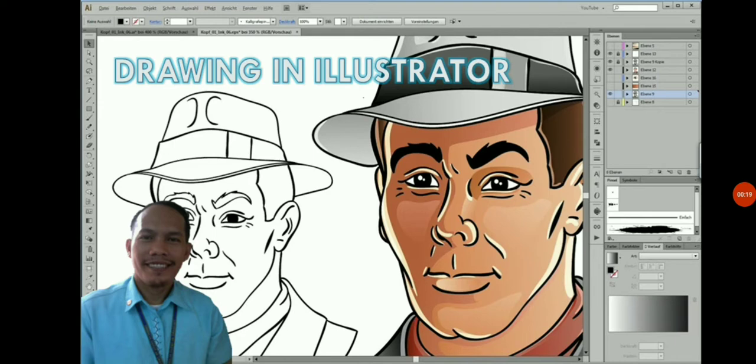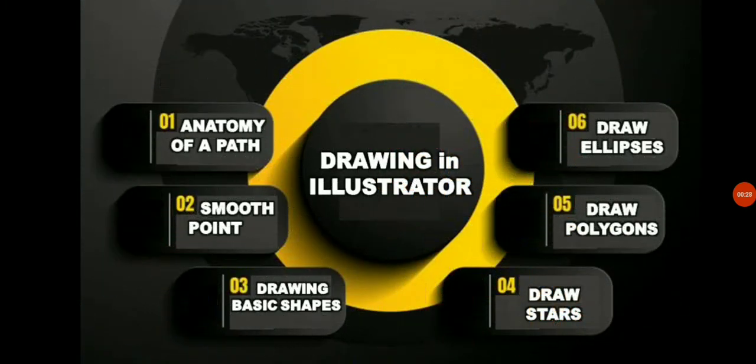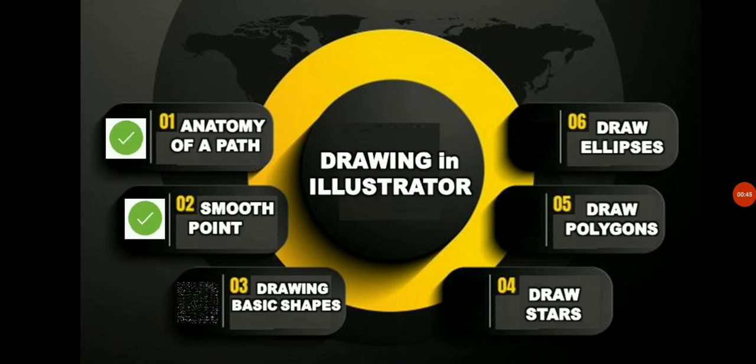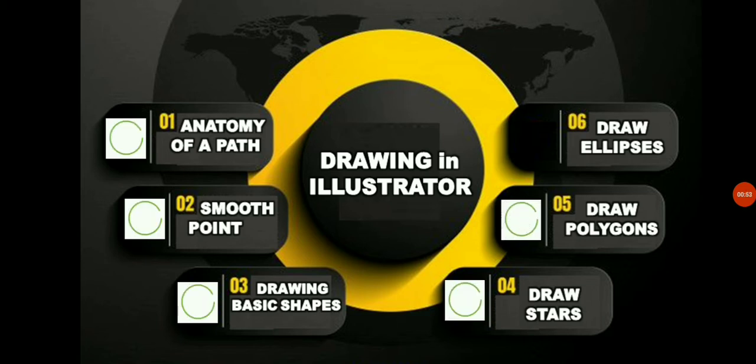In drawing in Illustrator, when you draw an object, you can create one or more lines called a path. We have six topics to introduce drawing in Illustrator. The first is the anatomy of a path. Second is the smooth point. Third is drawing basic shapes. Fourth is drawing stars. Fifth, drawing polygons. And the last is drawing ellipses.